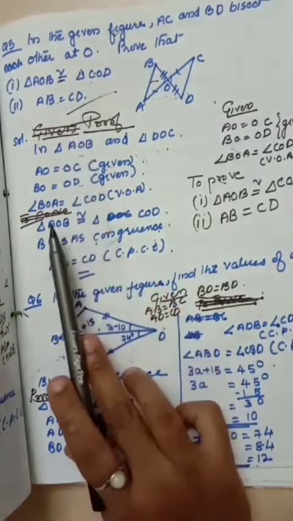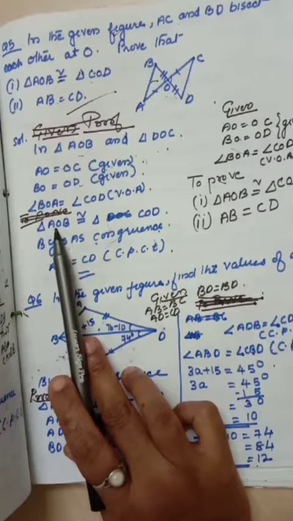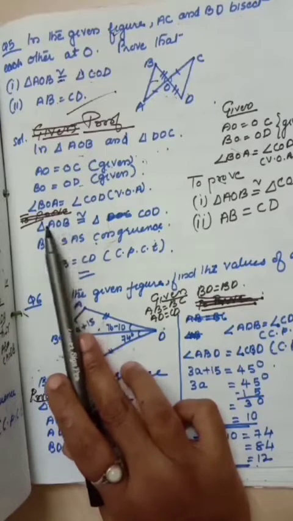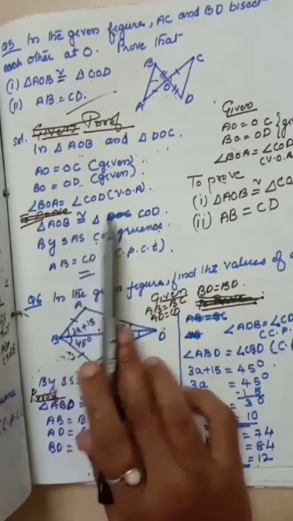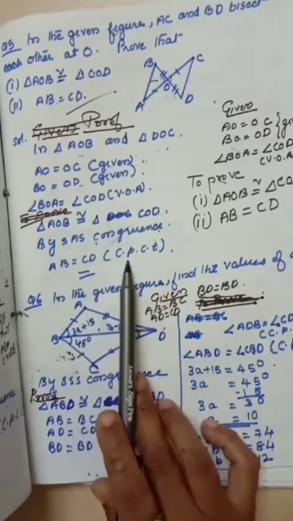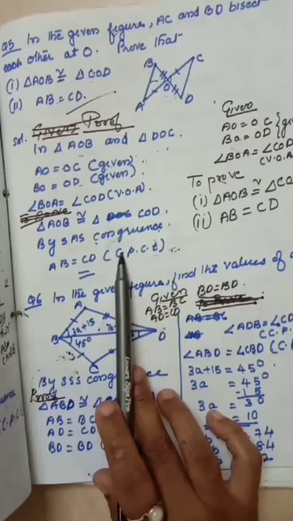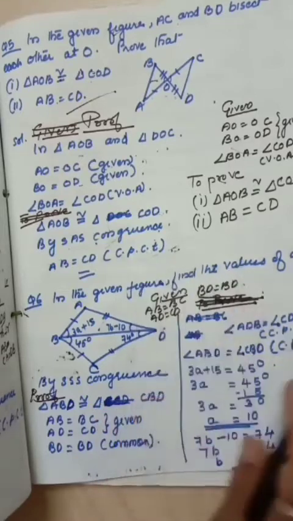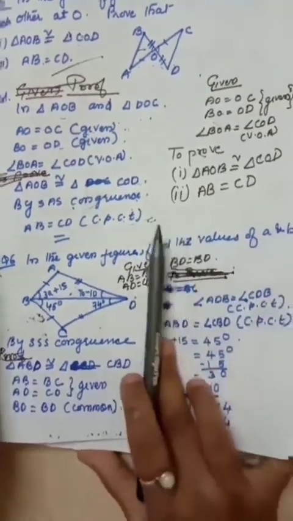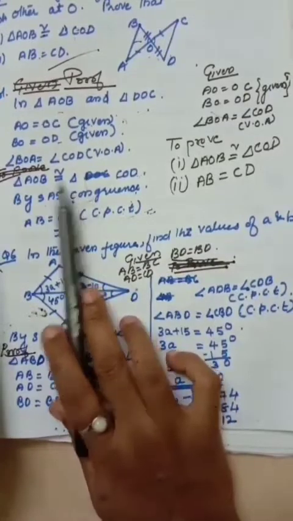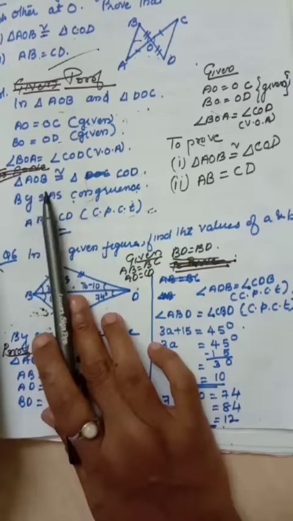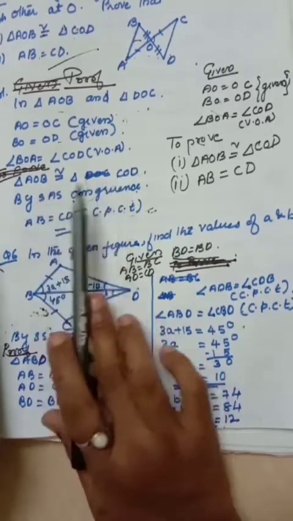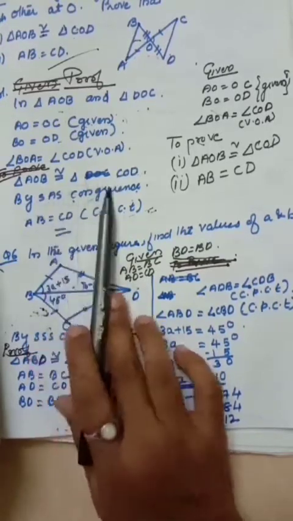Check it. Here you get AB equal to CD or not. First and third letter AB, here you check it, first and third letter CD. Then AB equal to CD by CPCT. CPCT meaning corresponding parts of congruent triangles. Once you prove that two triangles are congruent, then automatically their corresponding angles and their corresponding sides must be equal.